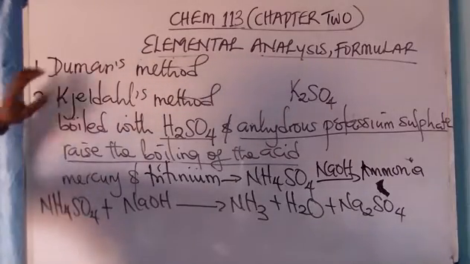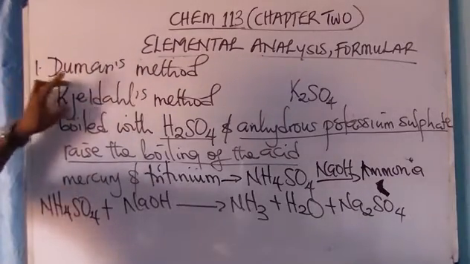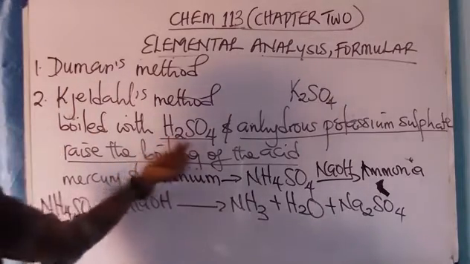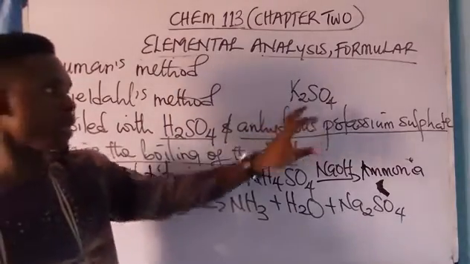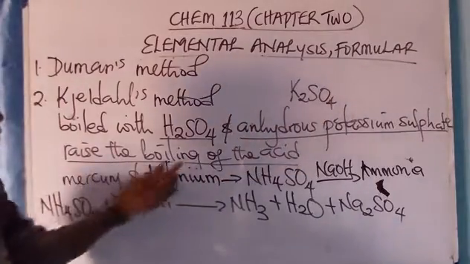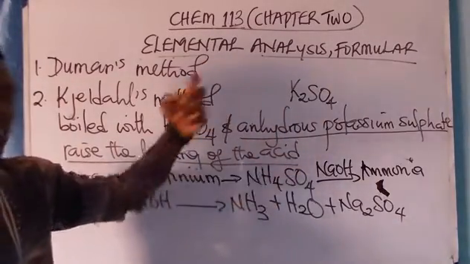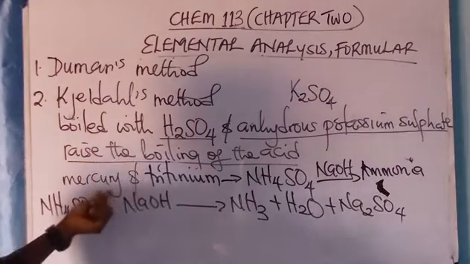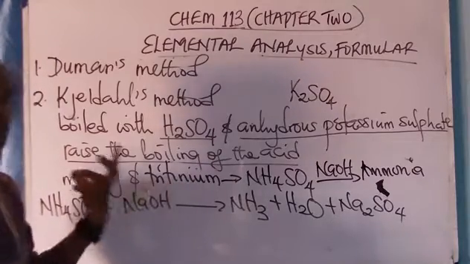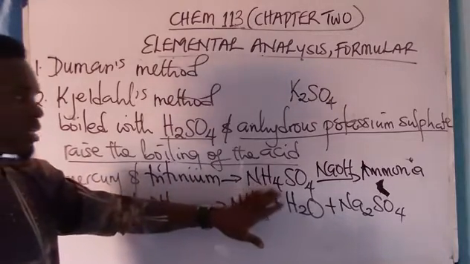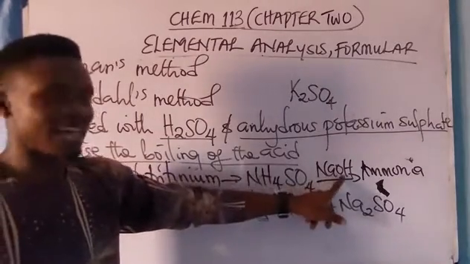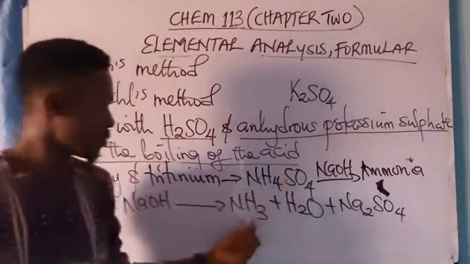So please, the Dumas method has been explained. Okay, the Jeldahl method has been explained. The first thing to do is to boil the sample with H2SO4 and anhydrous potassium sulfate. The function of this is to raise the boiling point of the acid. Now, a catalyst is added, having mercury and titanium, to form ammonium sulfate. As soon as ammonium sulfate is formed, sodium hydroxide is added to form ammonia. Look at it here, ammonia.